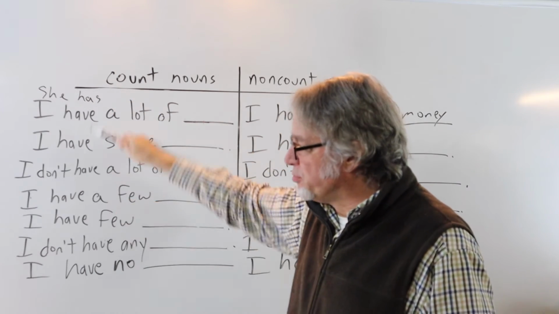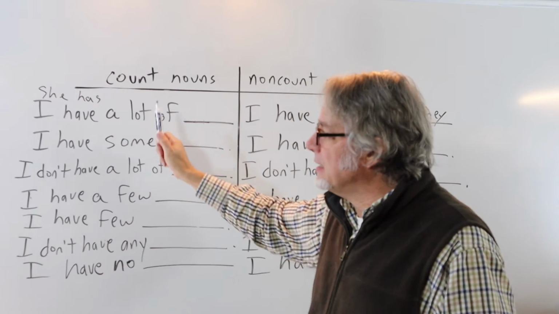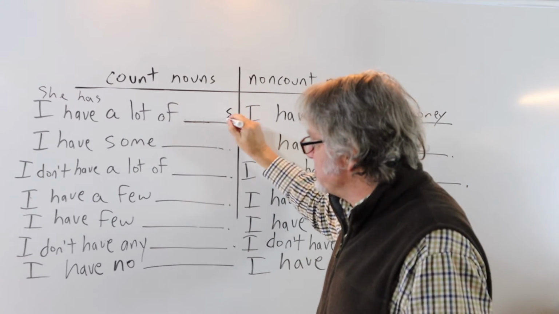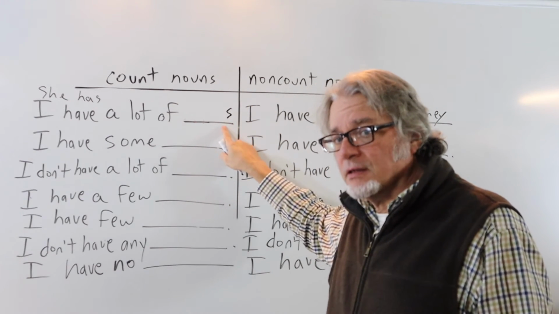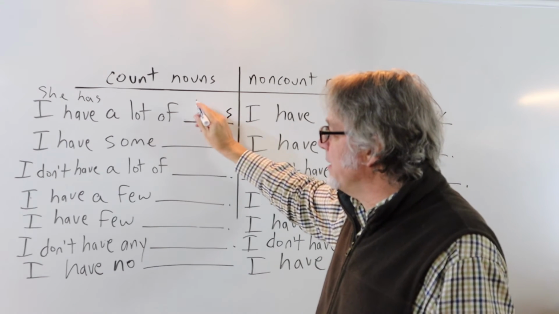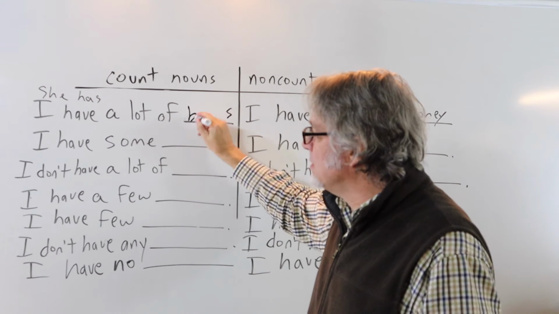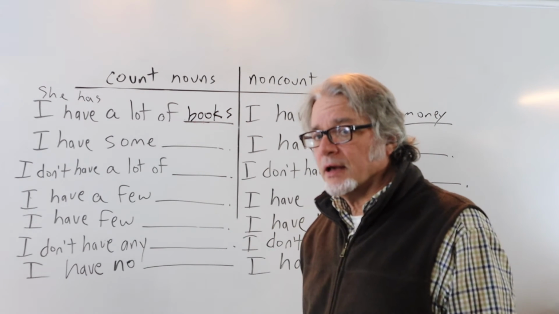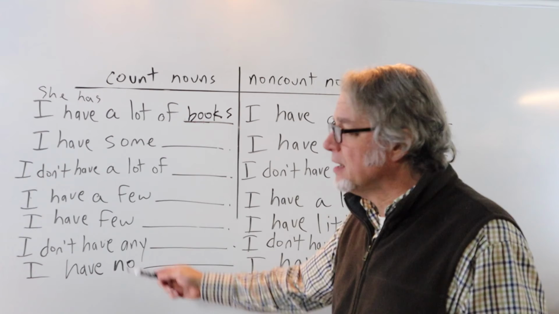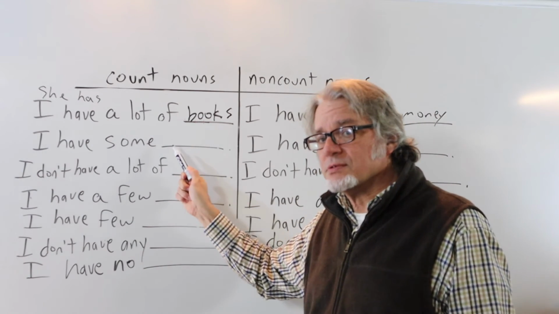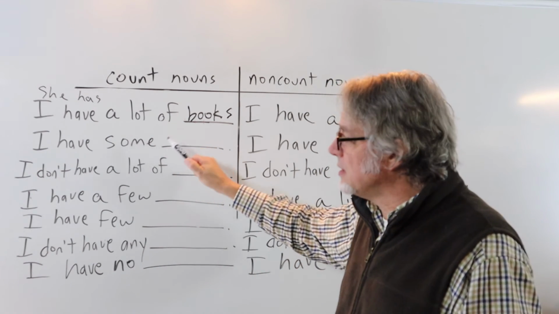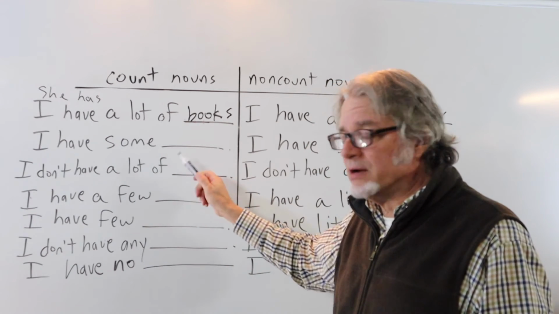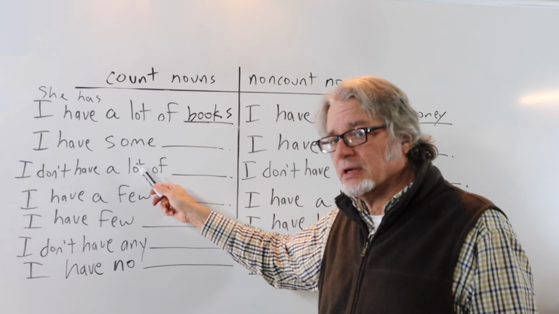These are in the present tense. I have a lot of, and then there's an S here. This is plural, and a count noun such as books will go here. I have a lot of books. I have some books. I don't have a lot of books. This sounds like a small amount.